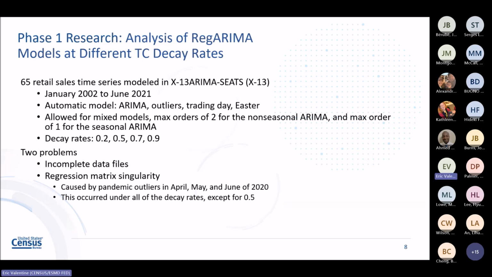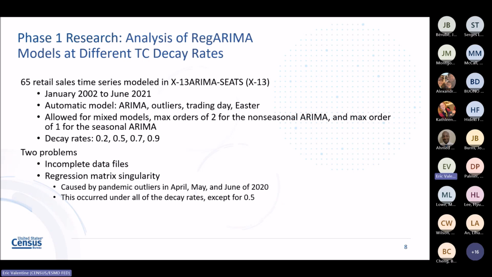I ran the models using the automodel on the model spec, outlier spec, and identify specs. I performed AICC tests for trading day and Easter, and I used the X11 default for the filter. I allowed for mixed models and max orders of 2 for the regular ARIMA model and 1 for the seasonal ARIMA model. TCs were searched for at 4 different decay rates: 0.2, 0.5, 0.7, and 0.9.